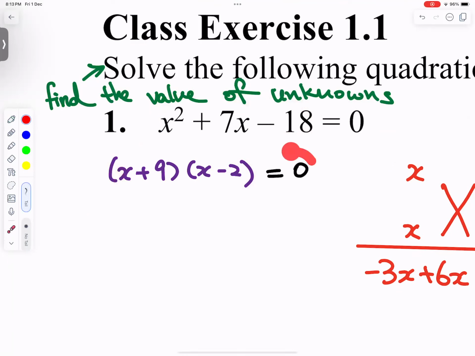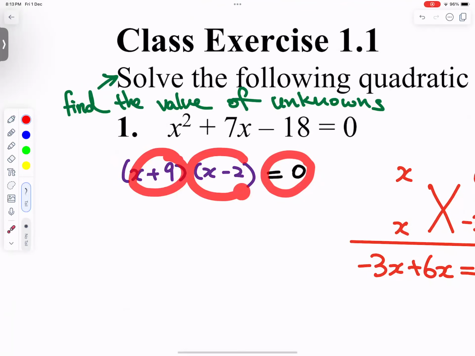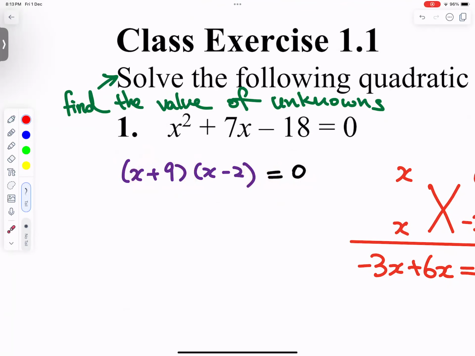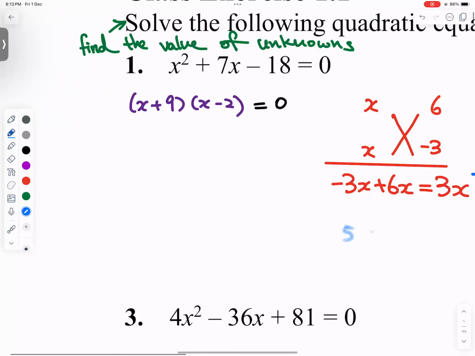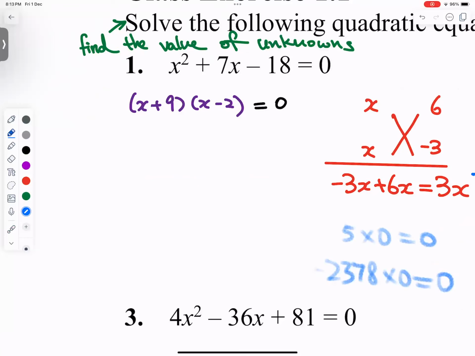So before that, you need to think, how is 0 made? What times what will equals to 0? Basically anything. Anything times 0 will equals to 0. For example, 5 times 0, 0. Negative 2, 3, 7, 8 times 0, also 0. So anything times 0 or 0 times anything is also 0.